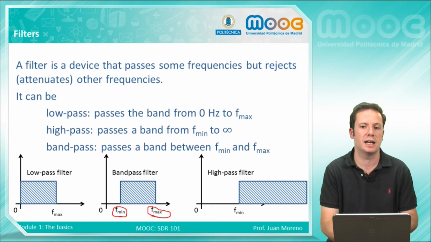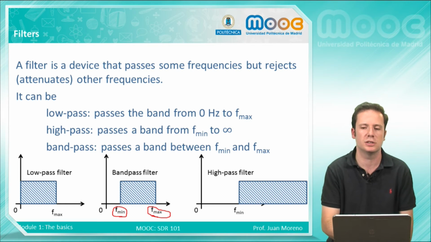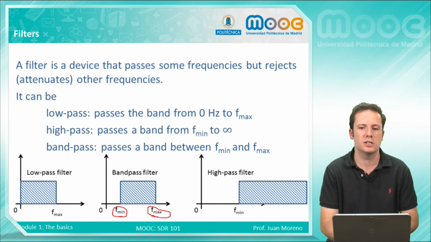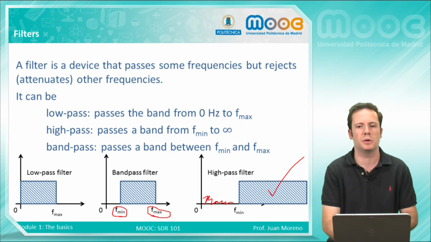And finally, the high-pass filter, which is more or less ideal because you can have a filter with infinite hertz as a cutoff frequency, but ideally it's a filter that does not pass these frequencies here and lets pass these frequencies here.